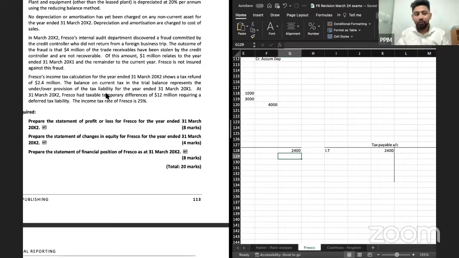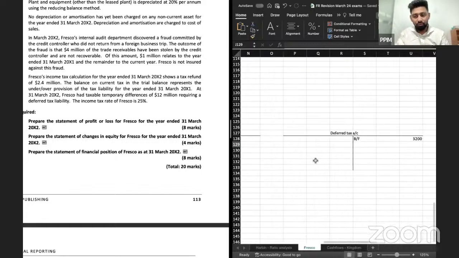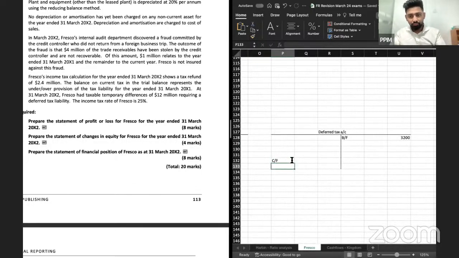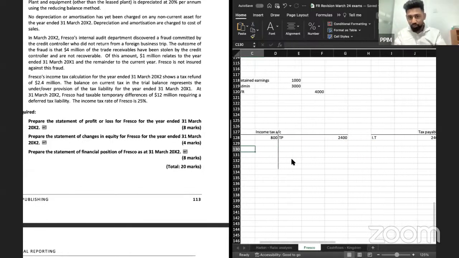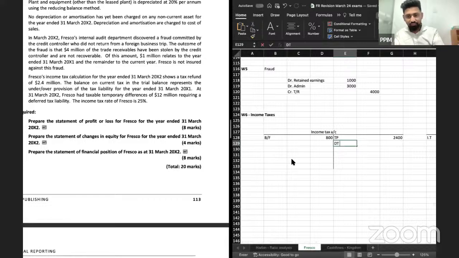And finally, they say Fresco has a taxable temporary difference of 12 million requiring a deferred tax liability. Therefore, you carry forward. Deferred tax is going to be 12,000 at a deferred tax liability of 25%, so equals 3,200. You have a difference. You're going to take it to your income tax account, which is 200. You debit this, you credit your income tax account. You know that, right? So you say here deferred tax 200.